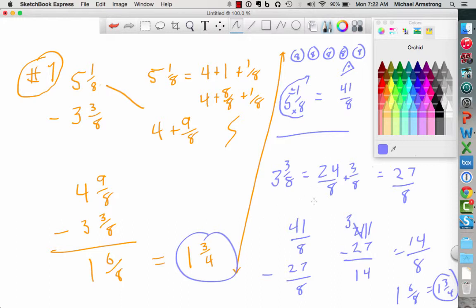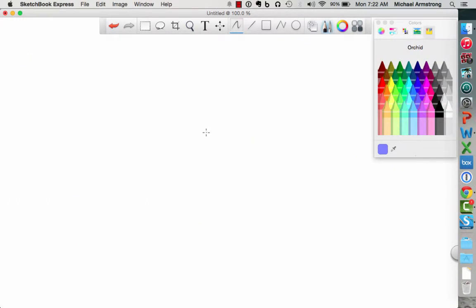I'm not sure if this was a better method. I think that method number 1 was easier. This was method number 2. But a lot of times method number 2 is easier. Let me show you a simpler one.